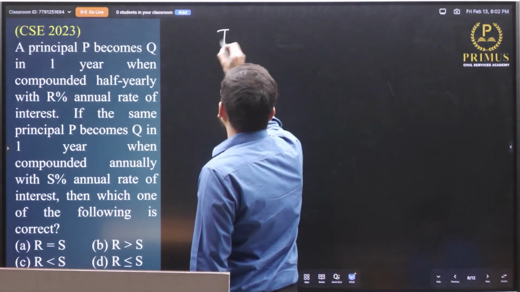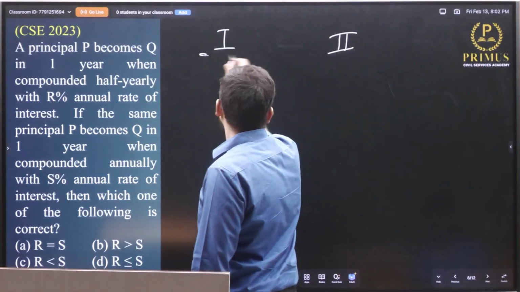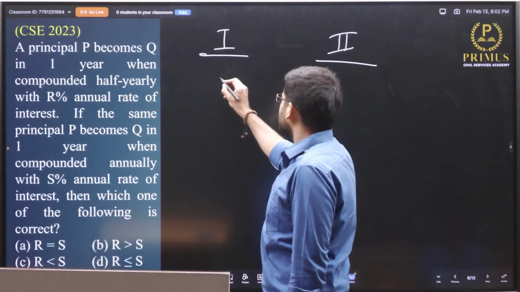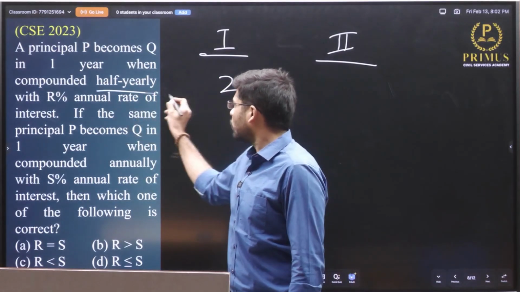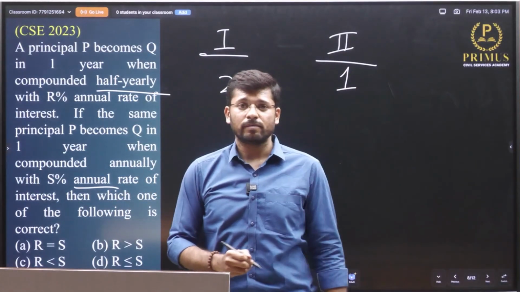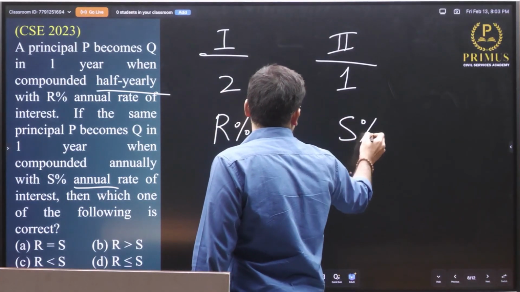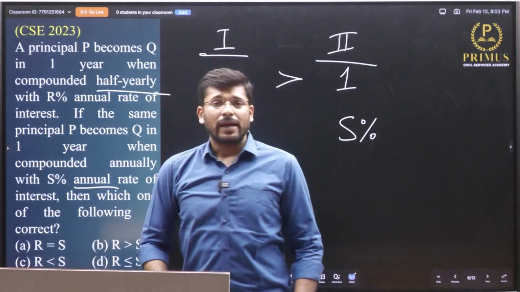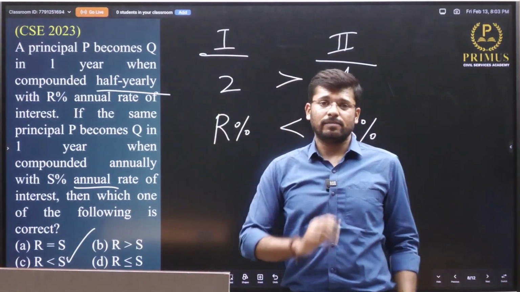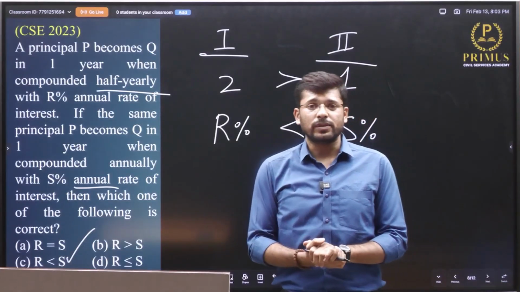See, in the first case, this R%, the compounding frequency is twice every year, because it is half yearly. And in the second case, the compounding frequency is once every year. And here, the rate of interest is R%, and here the rate of interest is S%. So by that logic, R should be less than S. That is your answer. I think now you understood how to answer this question confidently.